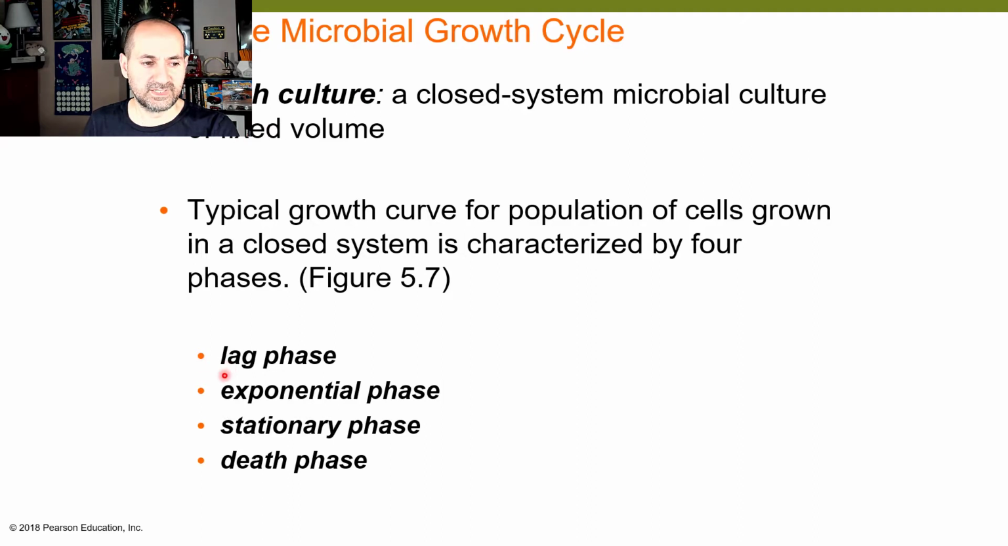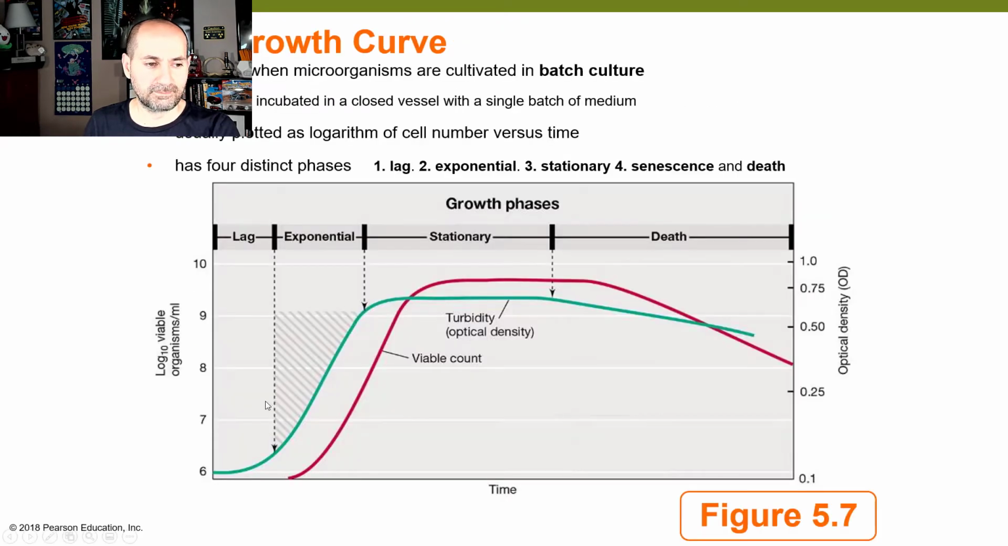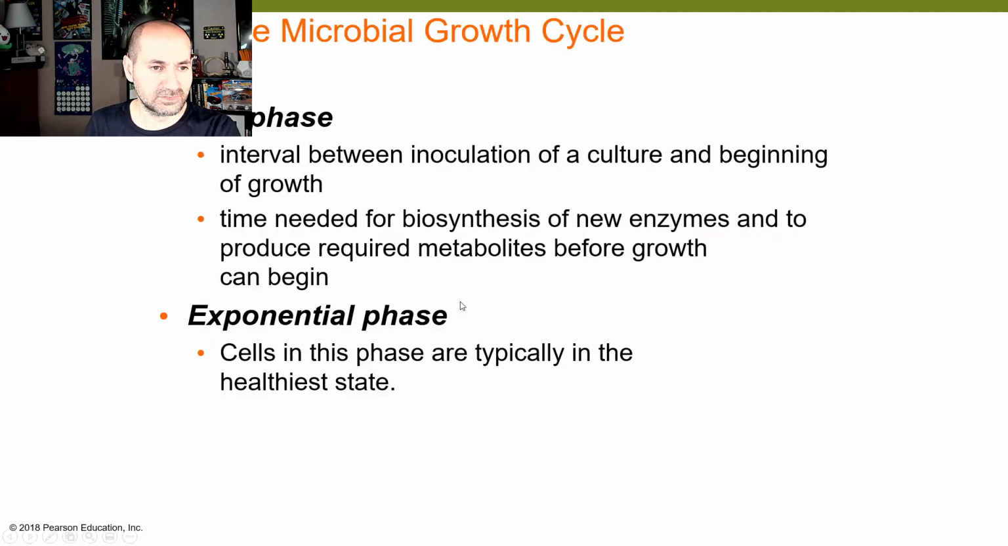Don't forget that when you introduce bacteria to a batch culture, a closed system with fixed volume and fixed nutrients, first there's a lag phase. Let me show you. First there's a lag phase where there's little bacterial growth, followed by an exponential growth phase, followed by a stationary phase, and then followed by a death phase, also known as senescence phase. So please know that these are the distinct phases of batch culture.